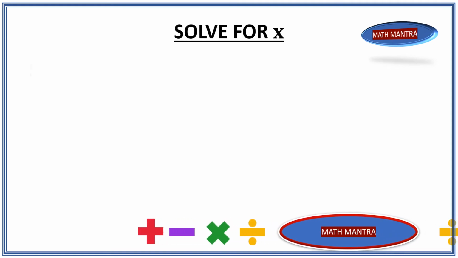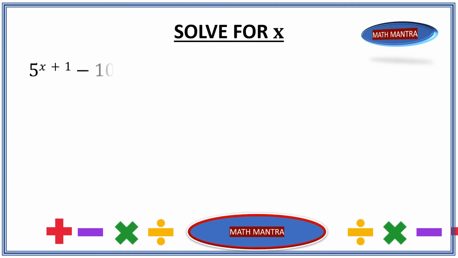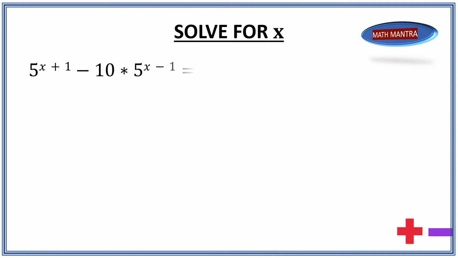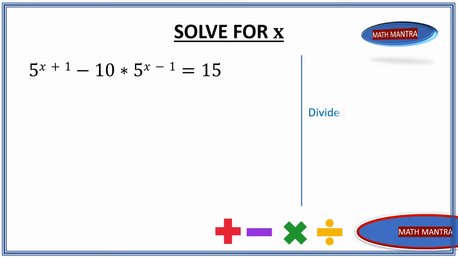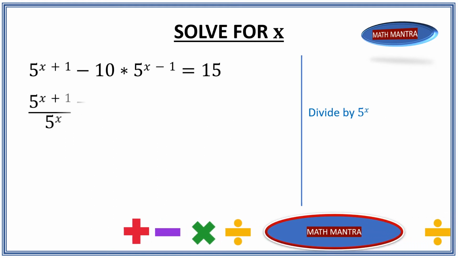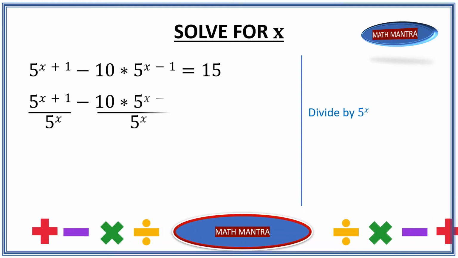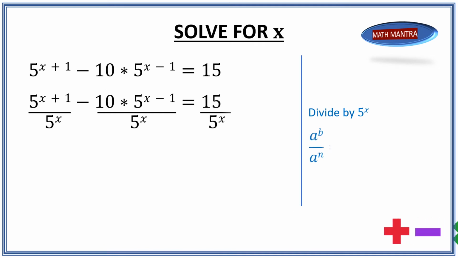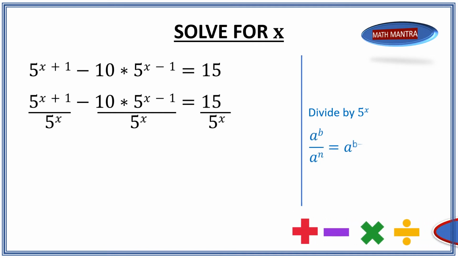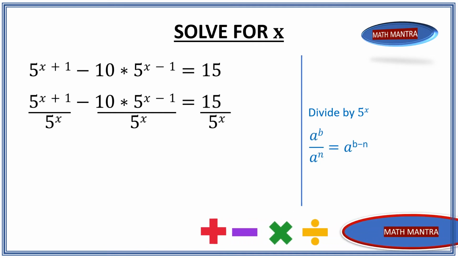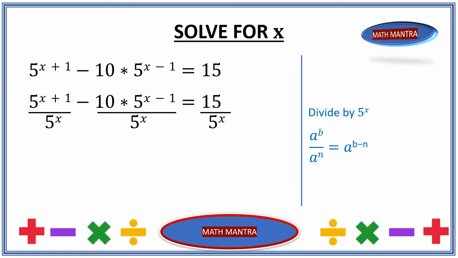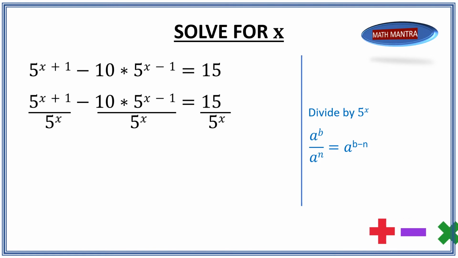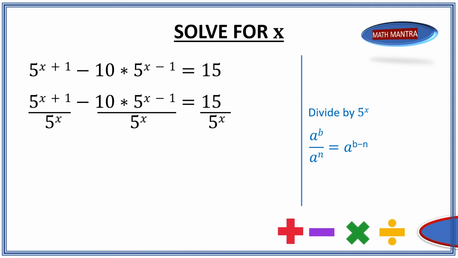So we'll go back to the same question. 5 to the power of x plus 1 minus 10 times 5 to the power of x minus 1 is equal to 15. Now let's divide by 5 to the power of x. Why divide? Well, a to the power of b divided by a to the power of n is equal to a to the power of b minus n. So whatever is in the denominator, that exponent basically gets deducted from the one on the numerator, right?